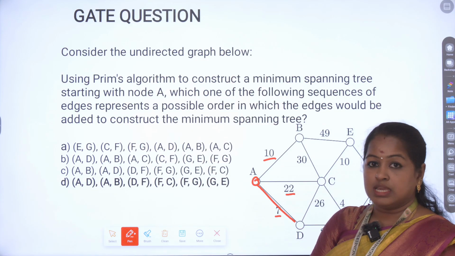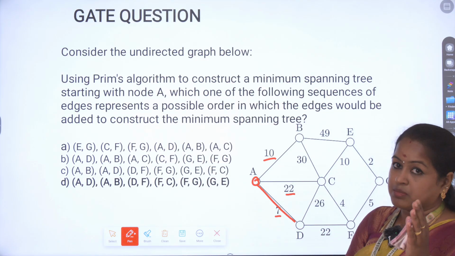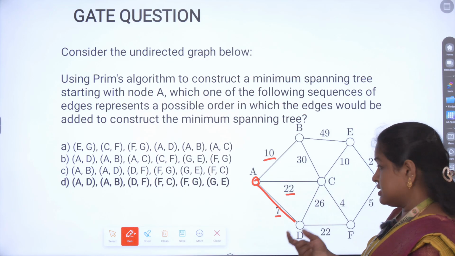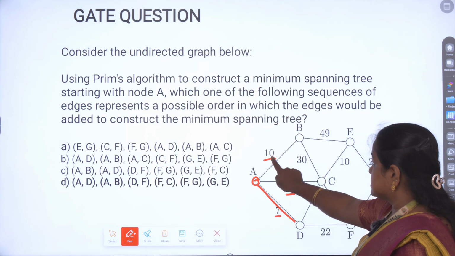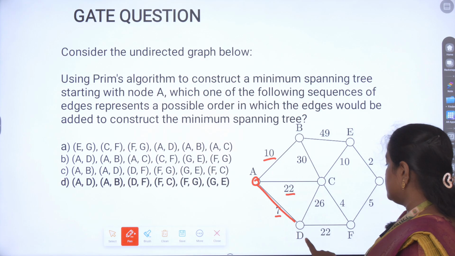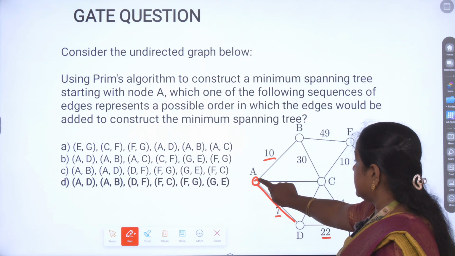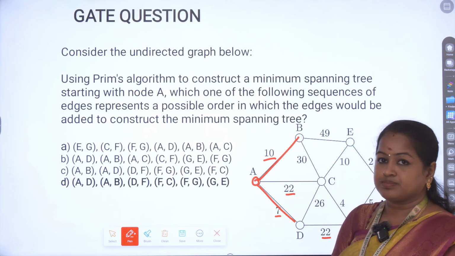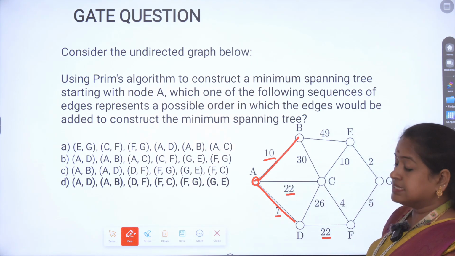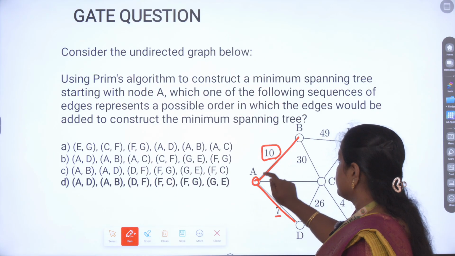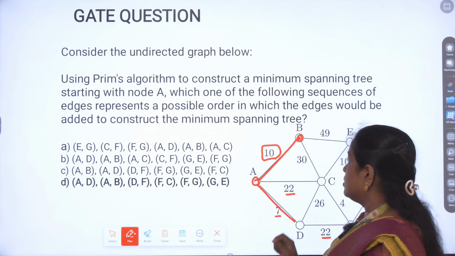From A to D, it is the least path and I am going to travel. Now I am going to travel to the next node. When I see from A to B it is 10, A to C 22, D to F 22. So A to B is the smallest one, only 10 when compared with the other values. So I am going to take this value. I am traveling to node B.